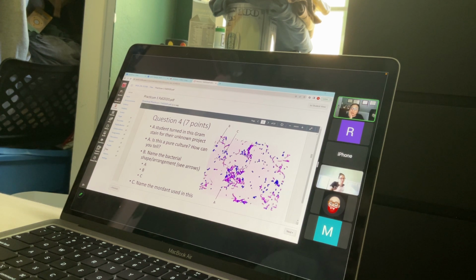Okay, number 4 is on a Gram-stain slide. One of the questions asked, is this a pure culture and how can you tell? It would not be a pure culture because there's different morphology. There's bacilli and cocci. Exactly, you did that and you get full point. And wouldn't the mordant for the Gram stain be iodine, and the reason is to adhere the primary stain to the slide? Exactly.